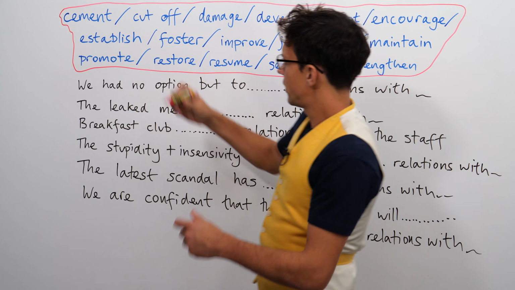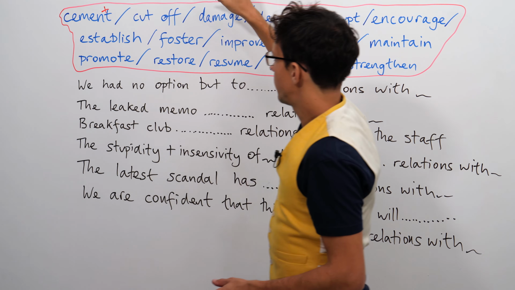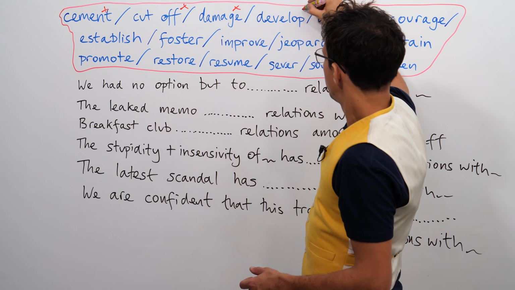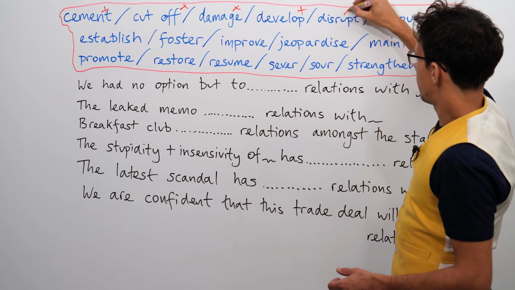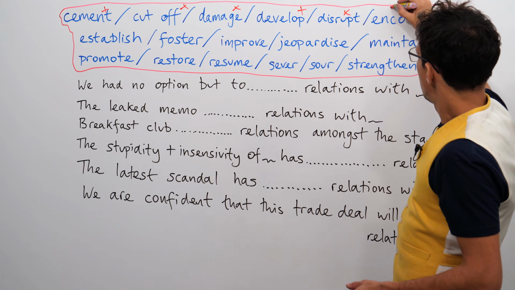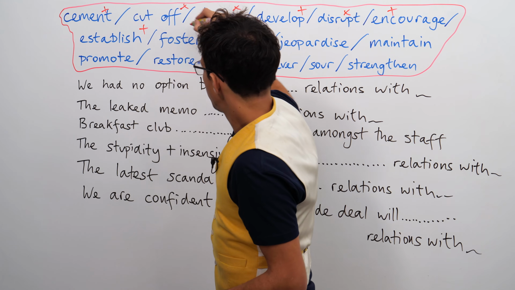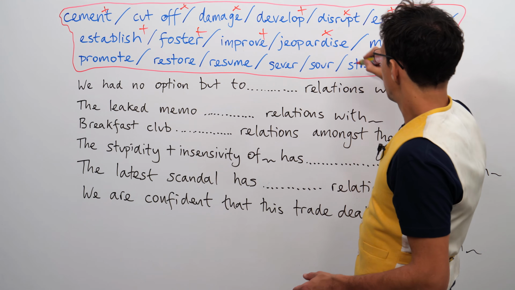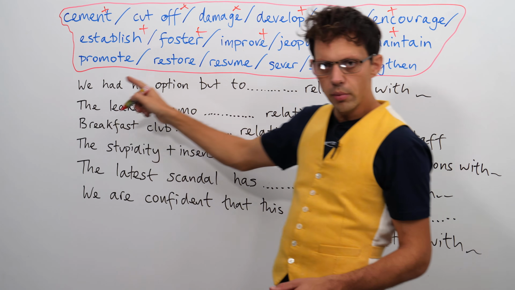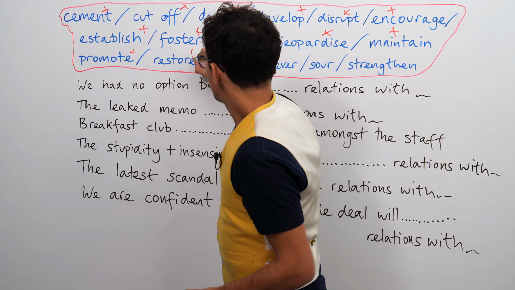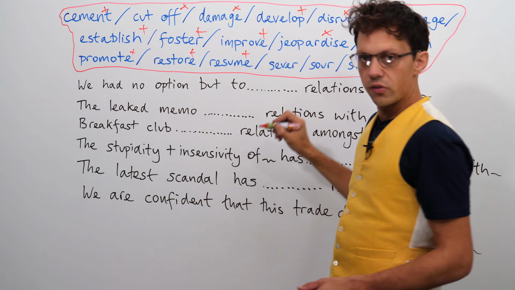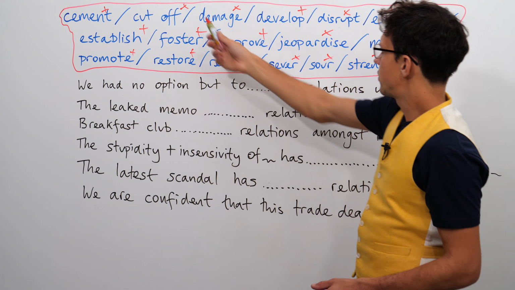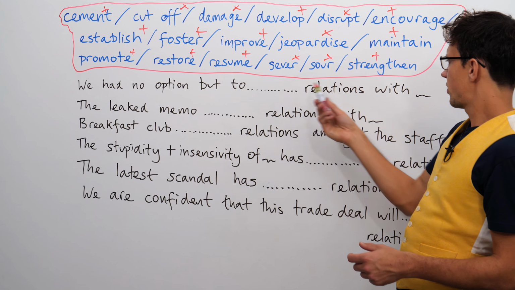So let's just remind ourselves. Promote is positive. Cut off, negative. Damage, negative. Develop, positive. Disrupt, negative. Encourage, positive. Establish, positive. Foster, positive. Improve, positive. Jeopardize, negative. Maintain, positive. Restore, positive. Resume, positive. Sever, negative. Sour, negative. So we're looking for a negative one. We had no option but to something relations with.